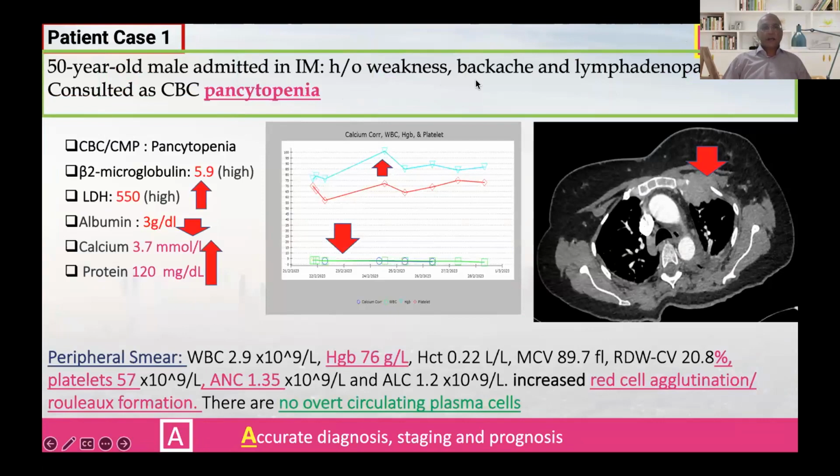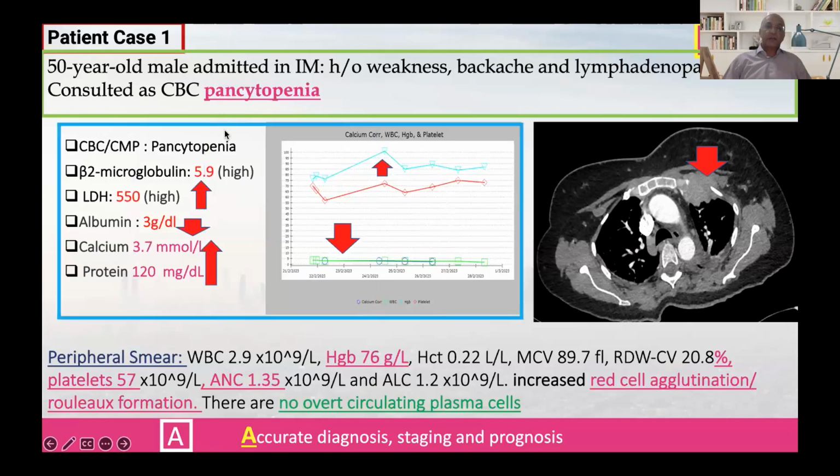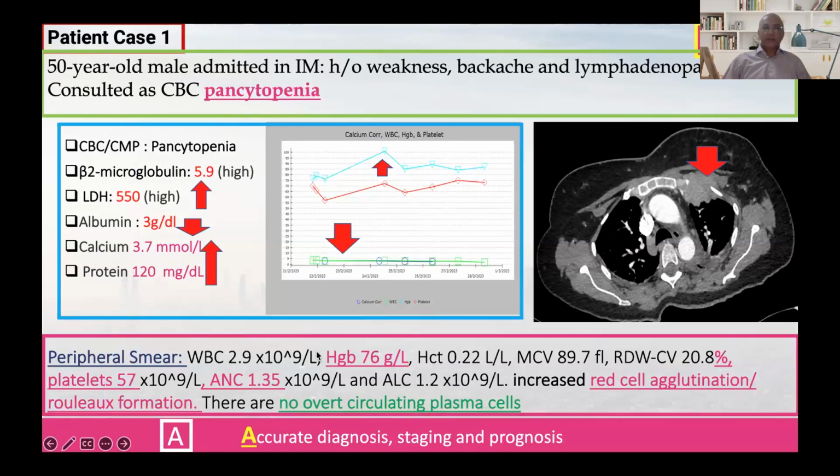Now, going to the case, this is a 50-year-old male who was admitted to internal medicine with a history of backache and lymphadenopathy. He had a CBC showing cytopenia, so that's why they called us. And we found it is not only pancytopenia, but the patient has low albumin, high LDH, high calcium, and high protein. The film revealed cytopenia and rouleaux formation. And the most important thing, he had infection in the chest. They also found in the CT soft tissue swelling in the rib.